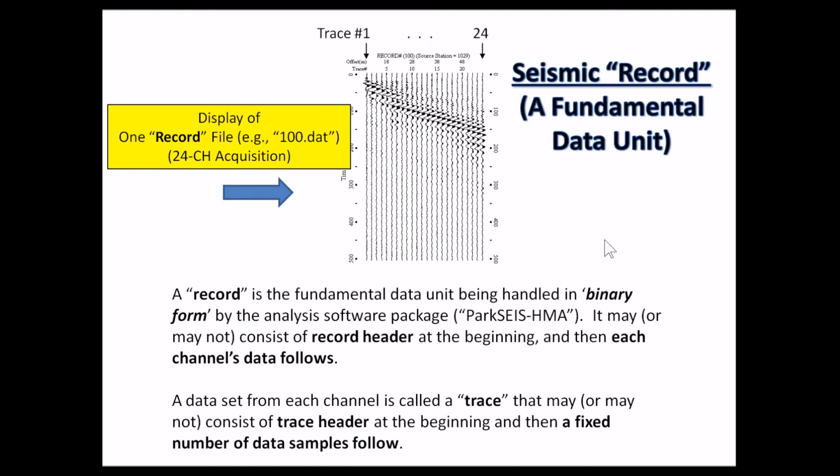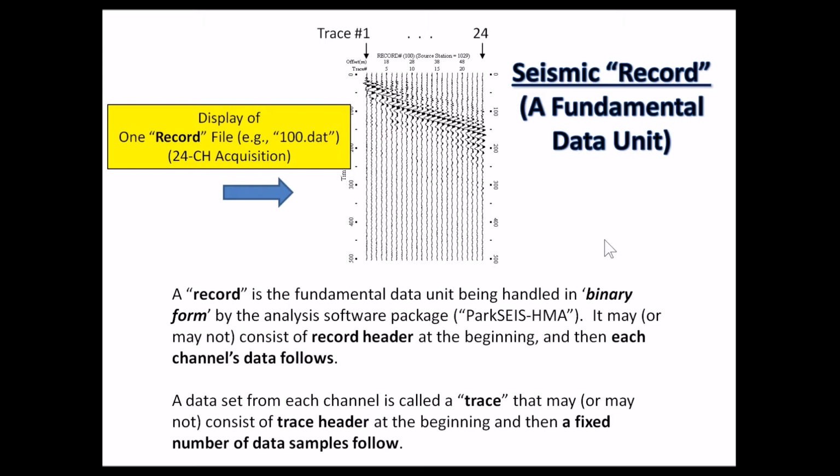And the data is in binary form. It consists of a record header. It may or may not have a record header at the beginning. The current version of the ParkSeis format, PS format, does not use a record header, but the new proposed format will use a record header, which I will talk about in a minute.